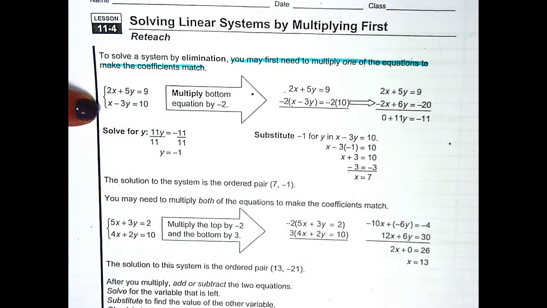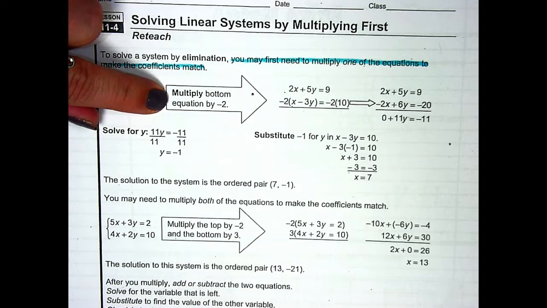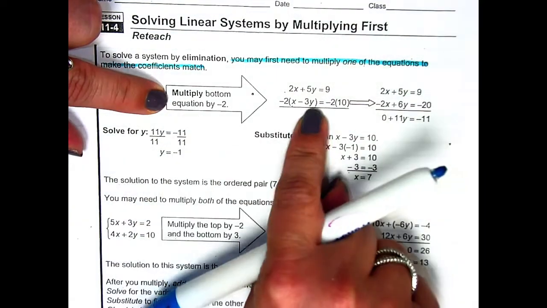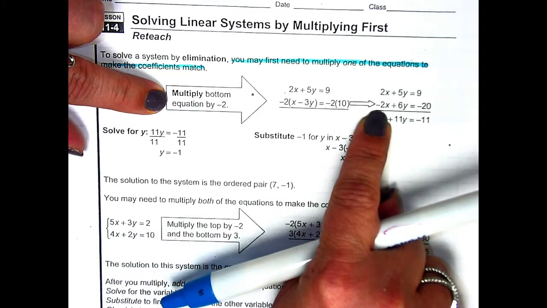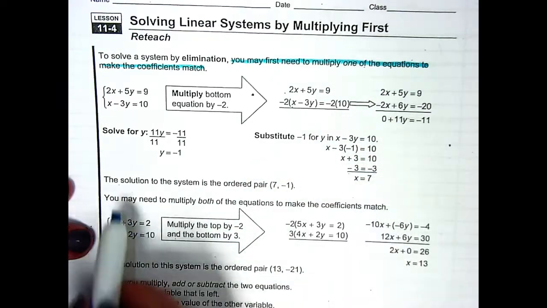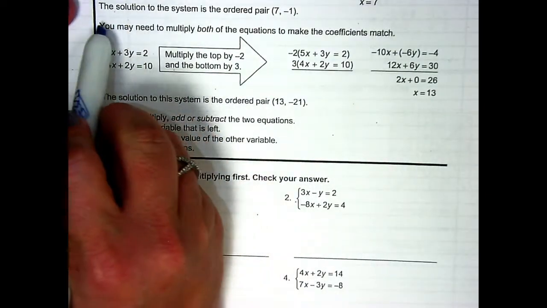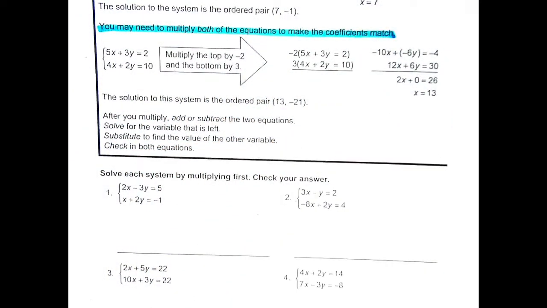There isn't anything that we can add or subtract the way it is to make a variable cancel. But if I multiply the bottom equation by -2, you can see here they did that, I end up with 2x minus 2x. So that will cancel, and then we can solve. Or it is possible that you may need to multiply both of the equations to make the coefficients match.